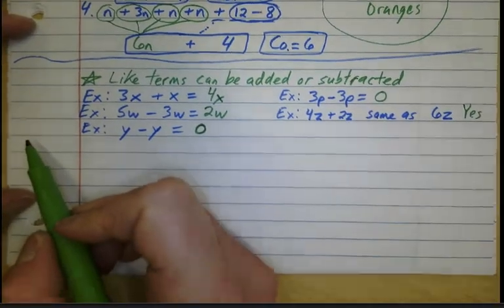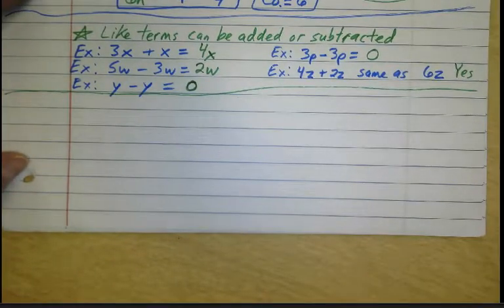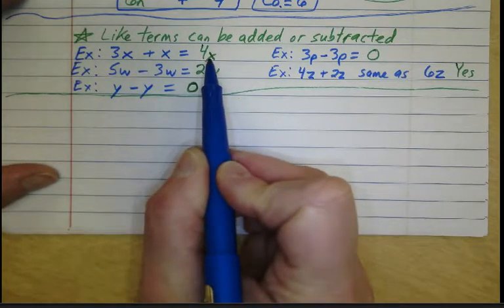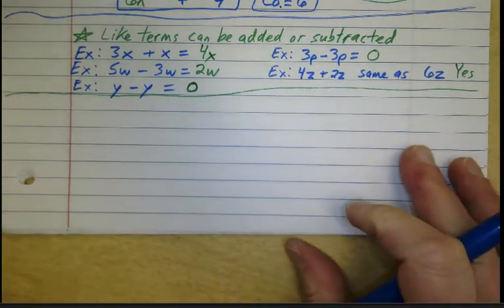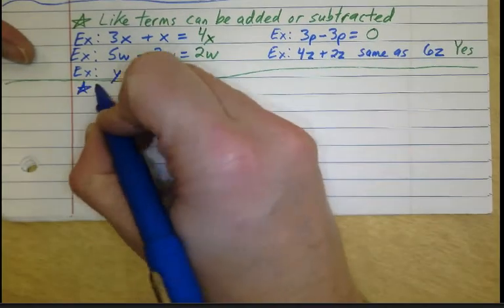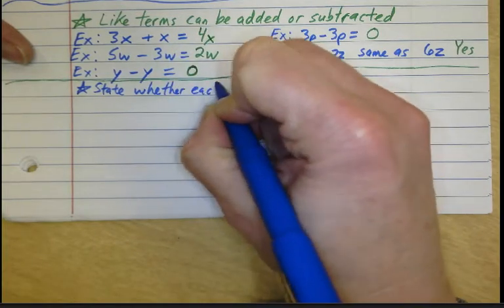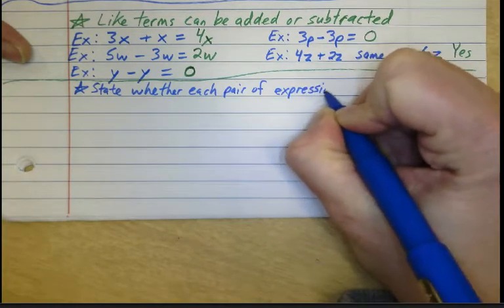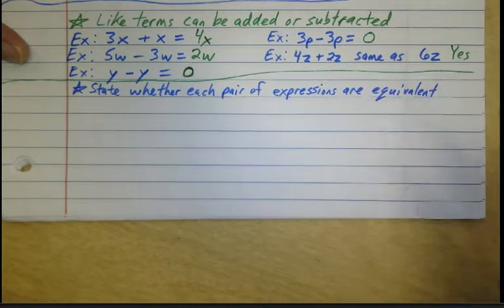You're going to have another part of your assignment. The directions are going to ask you to state whether each pair of expressions are equivalent. Like, do they equal the same thing? Does what I wrote in blue equal the same thing as what's in green? Is the right side of the equation the same as the left side? So you're going to compare. If they're equivalent, you say yes. If they're not equivalent, you say no. That's what your directions are going to say: state whether each pair of expressions are equivalent.